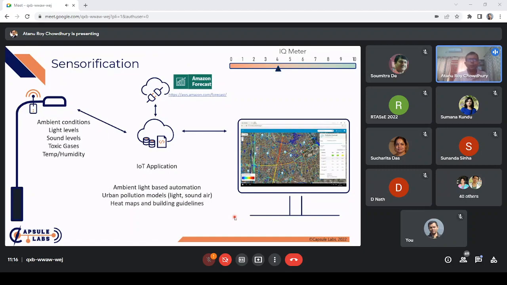If you monitor temperature and humidity, it allows us to find heat maps and heat traps within a city, right? It tells us if there are glass buildings facing each other, then light is just reflecting off those glass buildings and it creates heat bubbles inside. Proper plans need to be sanctioned so that we can get rid of those heat bubbles, right? What else can we do?